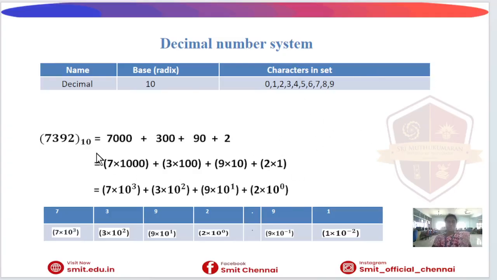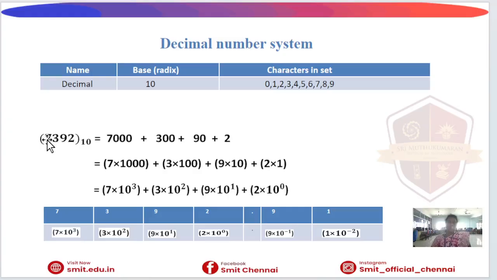For example, we take the number 7392.91 and explain place value from the left of the decimal point. From the left of the decimal, we have 2 in the place of ones, 9 in the place of tens, 3 in the place of hundreds, and 7 in the place of thousands. So 2 in the place of ones is 2 into 10 power 0, 9 into 10, 3 into 100, 7 into 1000.